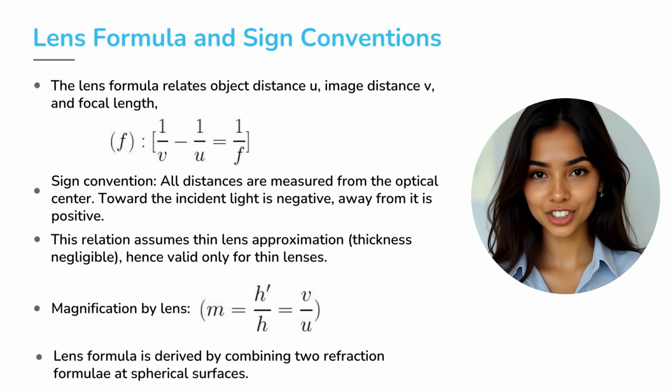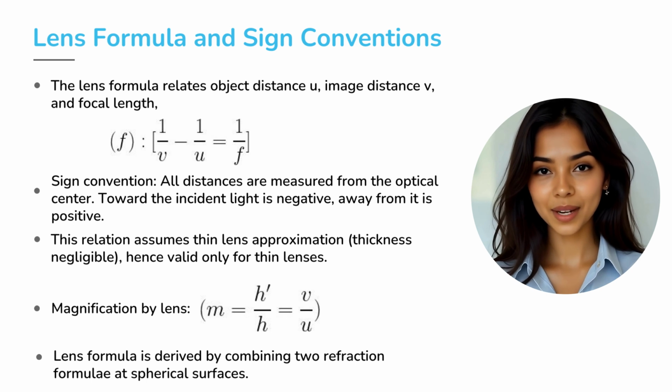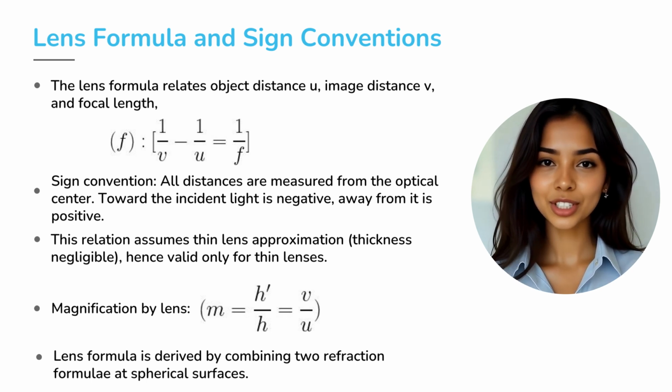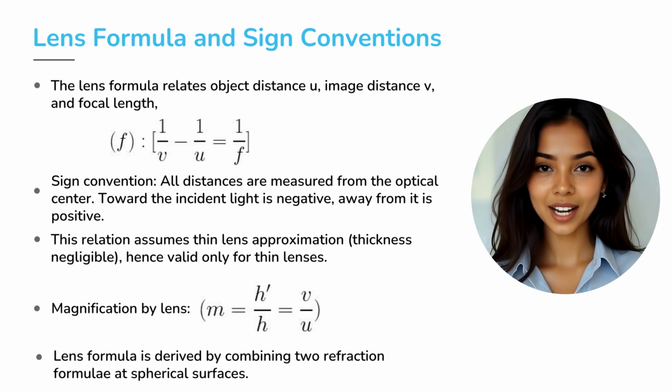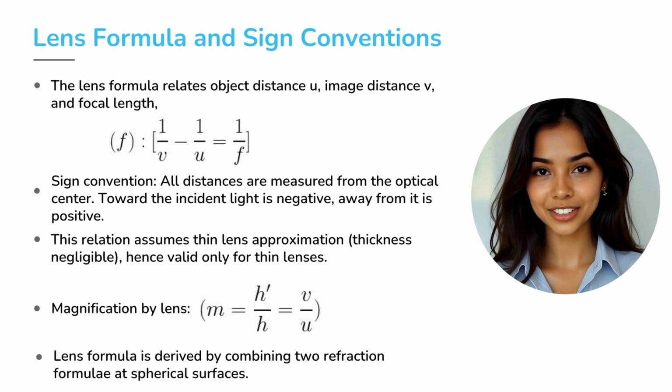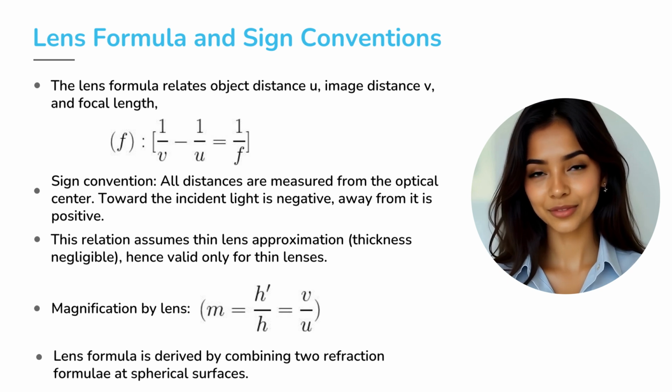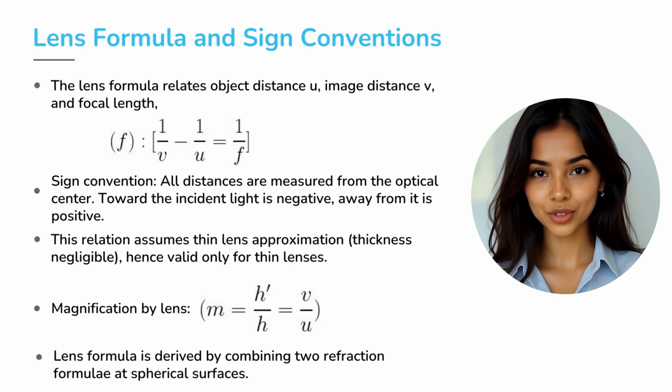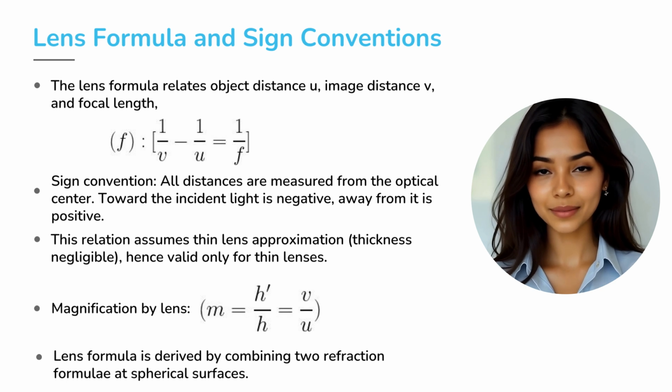The magnification of the lens, which tells how much larger or smaller the image is compared to the object, is the ratio of image height to object height, or simply image distance divided by object distance. When magnification is positive, the image is upright. When negative, it is inverted, just like turning a photo upside down on your phone.